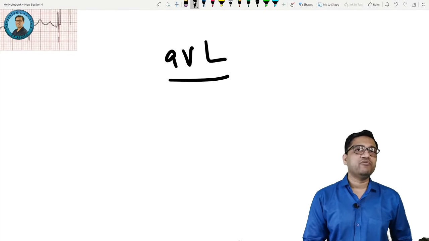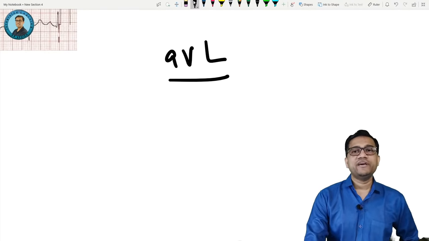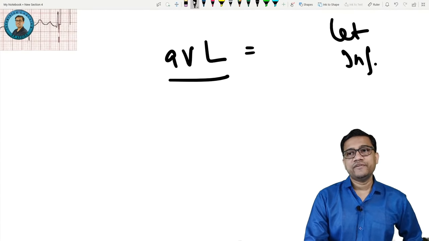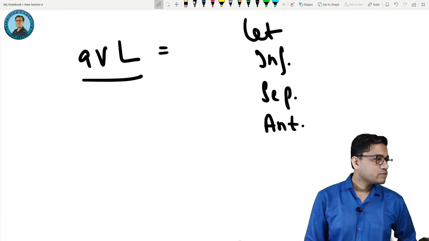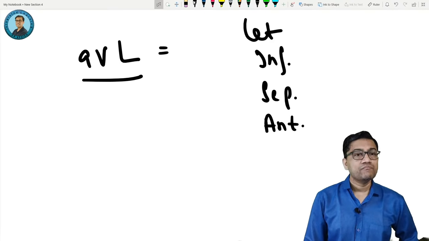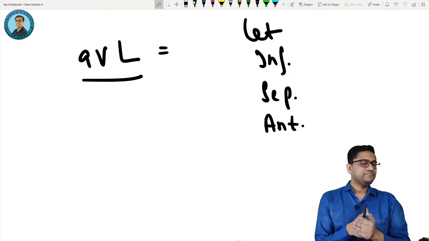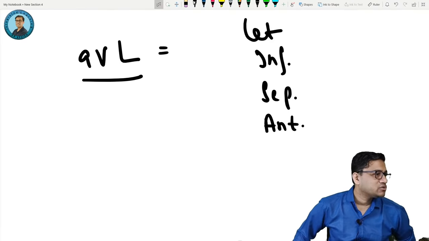AVL is which lead? Options are lateral, anterior, inferior and septal, okay? So AVL, which one? AVL belongs to which category? Yes, very good, Shushma. First to answer. Other people? AVL. Lateral, lateral, Sindhuja, Atul. Very good. Priyanka, yes, it is lateral. Very good, okay. All of you gave it right.